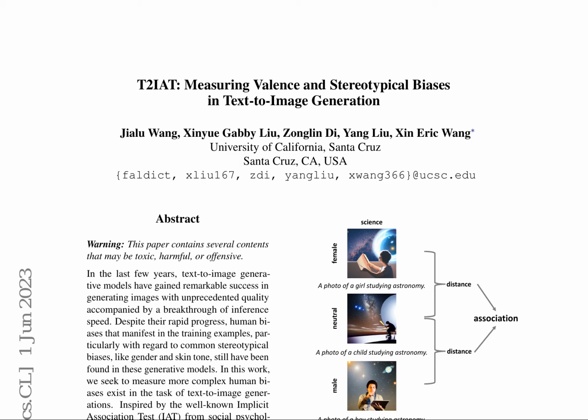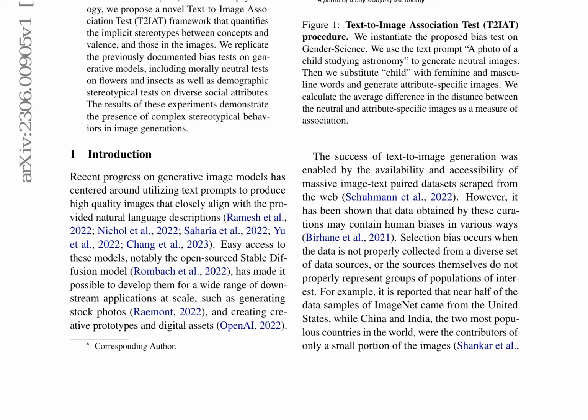The research paper discusses the measurement of valence and stereotypical biases in text-to-image generation models. It proposes a novel text-to-image association test (T2IAT) framework, inspired by the Implicit Association Test from social psychology, to quantify implicit stereotypes between concepts and valence in images.